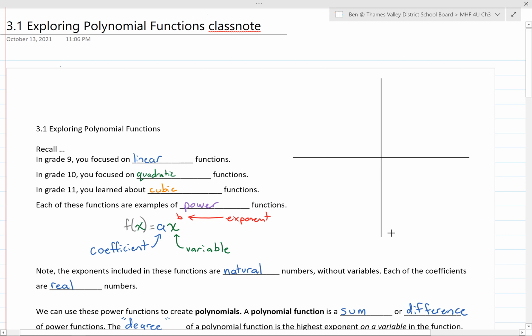All right, ladies and gentlemen, so today we're going to start off Chapter 3. Chapter 3 is polynomial functions. We're just taking a bit of an introduction to polynomial functions today. We'll take a little bit more of a deep dive tomorrow.